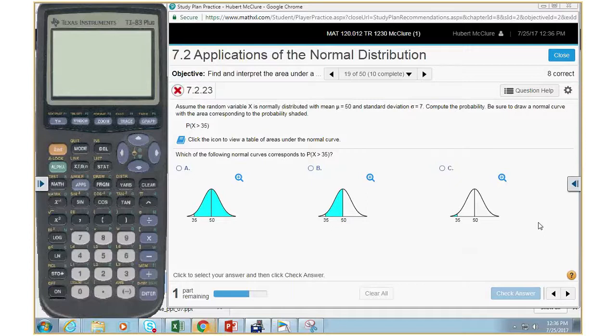The question says the probability of an event happening greater than 35. So the probability being greater than 35. So the first thing you want to do is draw a picture.